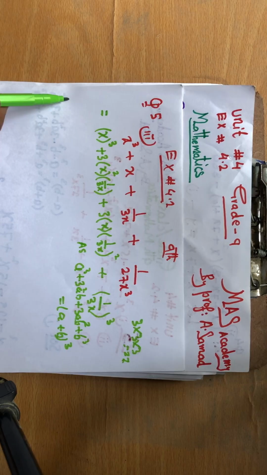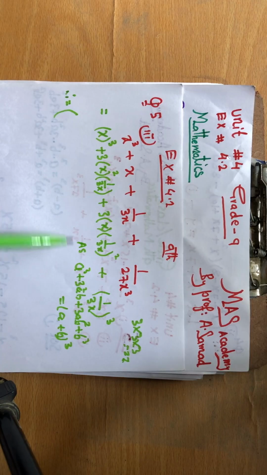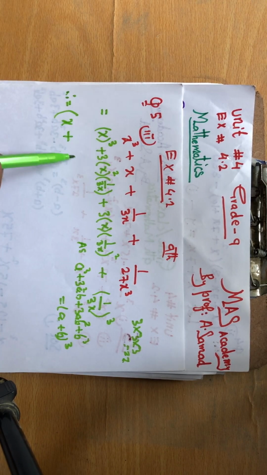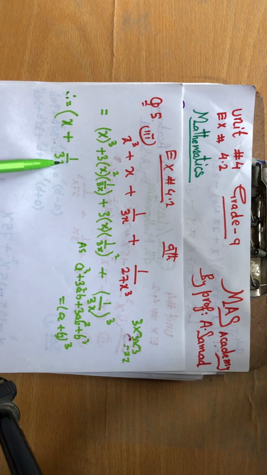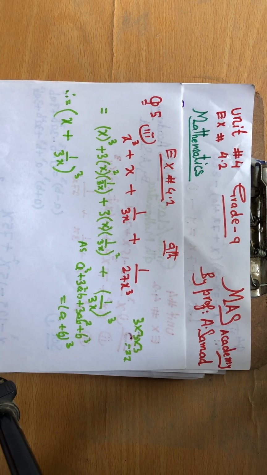Similarly, for the question we have right now in front of us, in this form we are writing a is our x and b is 1 over 3x. That's why we can write here (x plus 1 over 3x) power 3. We are writing it as (a plus b) power 3 in cube form. Now it is in cube form.